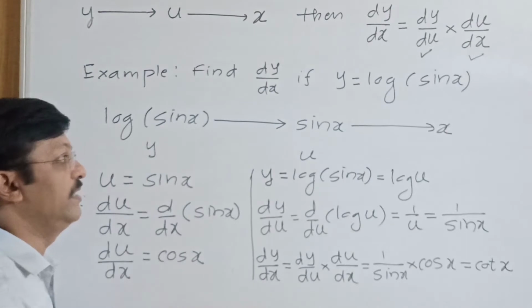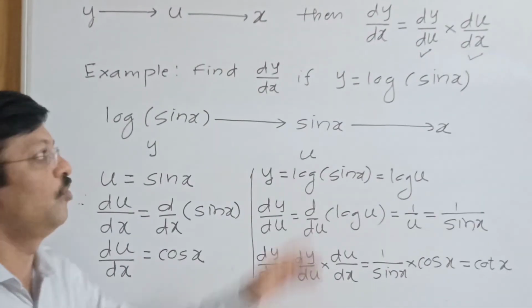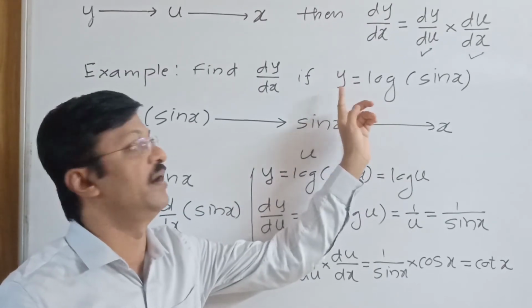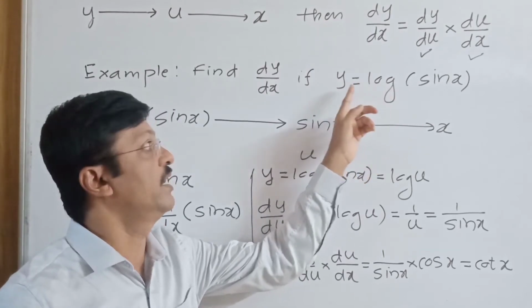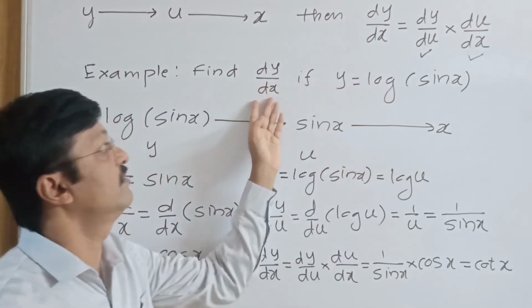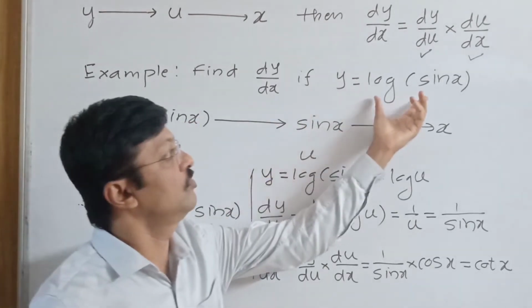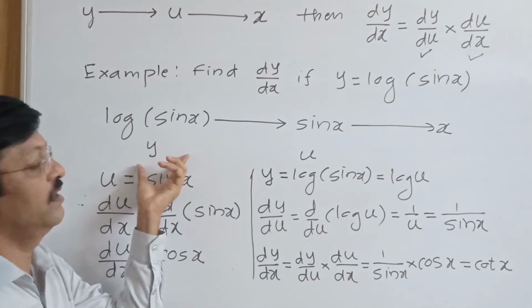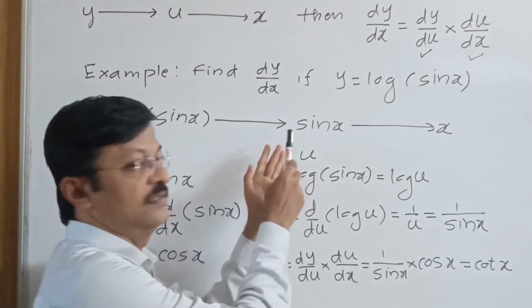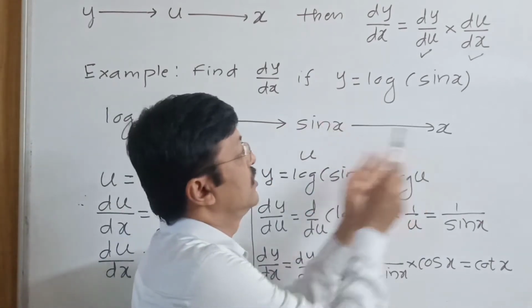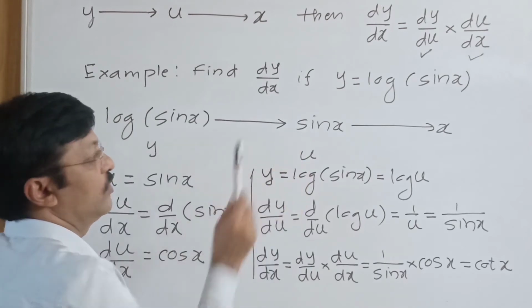Let's revise it quickly. Our function was y is equal to log of sin x. We wanted to differentiate this with respect to x so that we can get dy by dx. So dy by dx was the question asked. So what we did is took y is equal to log of sin x and understood it better as log of sin x is a function of sin x and sin x is a function of x. So you can understand what is u. So u is found out equal to sin x.